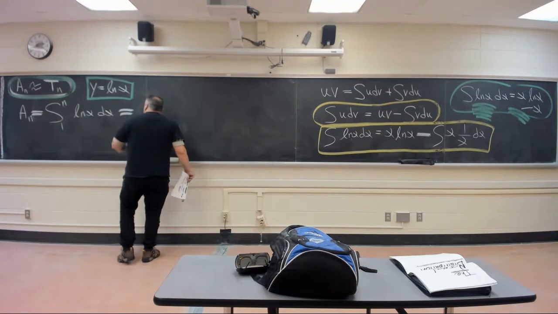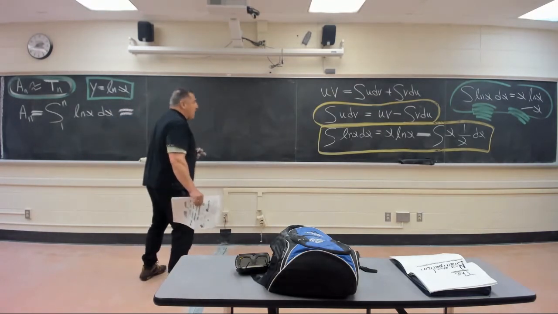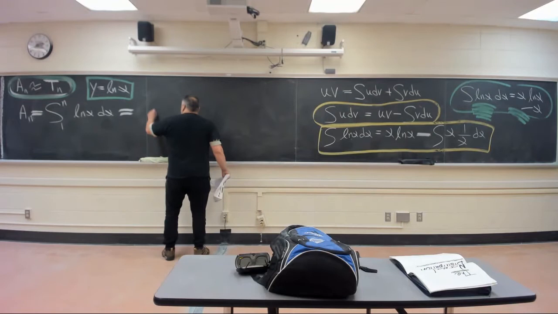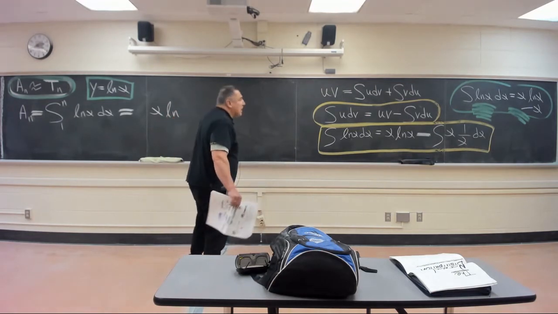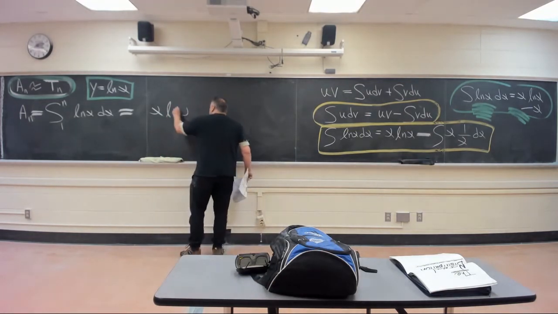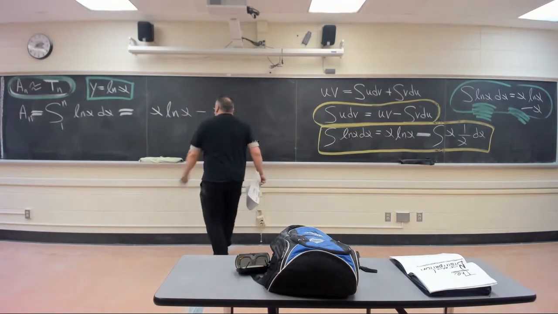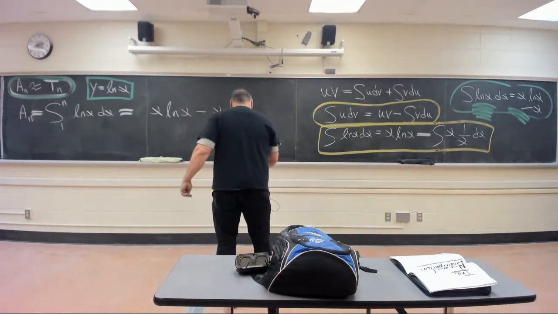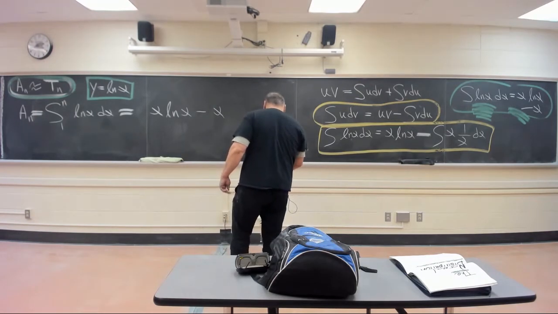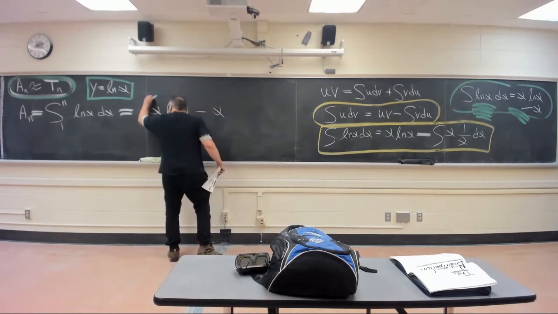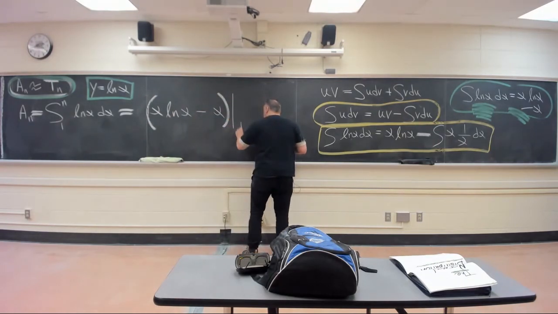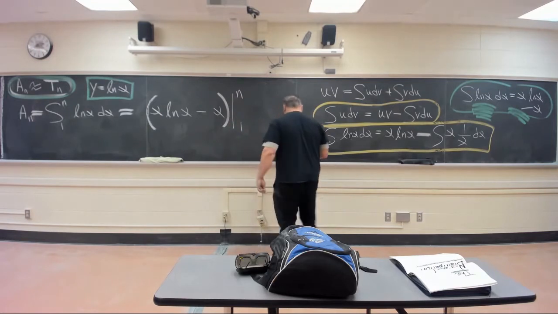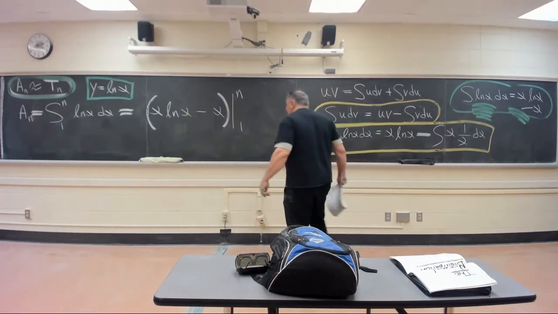What do we got? Well, what we got is what we already had. I mean, we basically got x ln x minus x. And you're going to evaluate that, the entire thing, between the limits of integration of 1 to n. What's that all about?